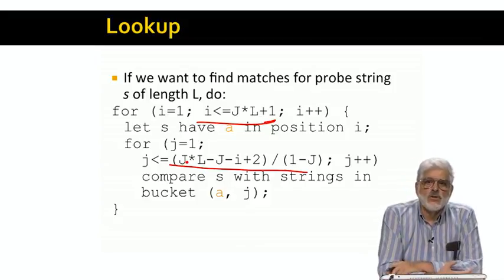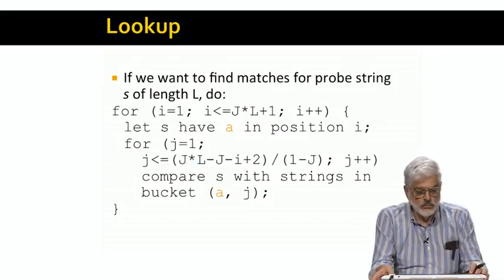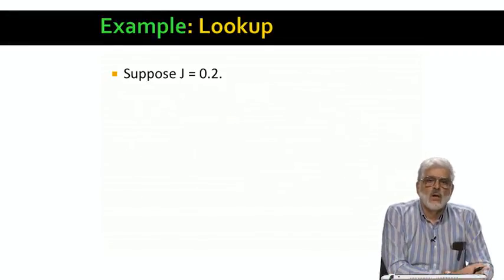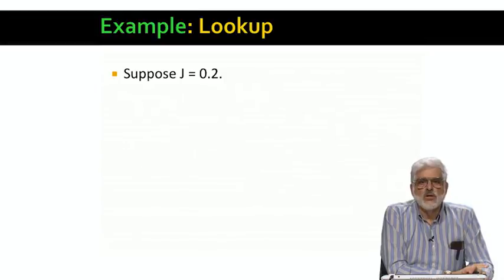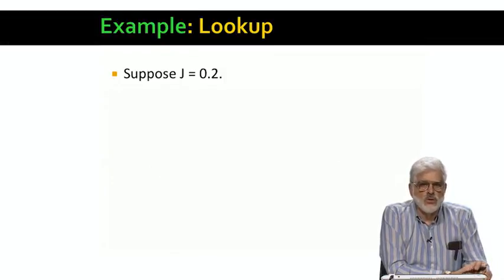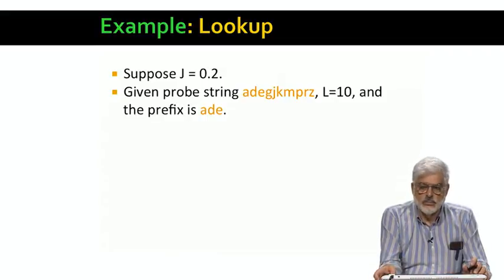And for each value of J within its limit, we look in the bucket for symbol A and position J. Any string there becomes a candidate for being within Jaccard distance capital J of string S. Okay, so let's take an example of a lookup. We'll assume J, the upper limit on Jaccard distance, is 0.2. And here's our probe string.